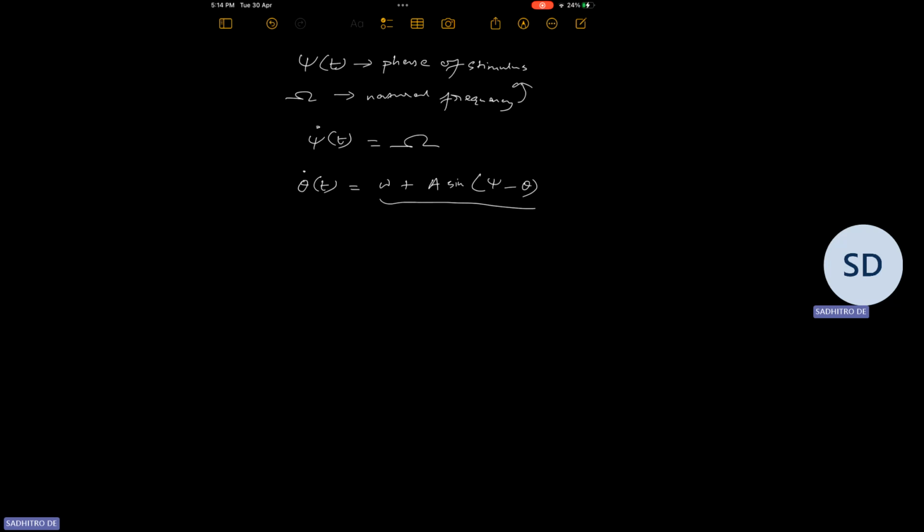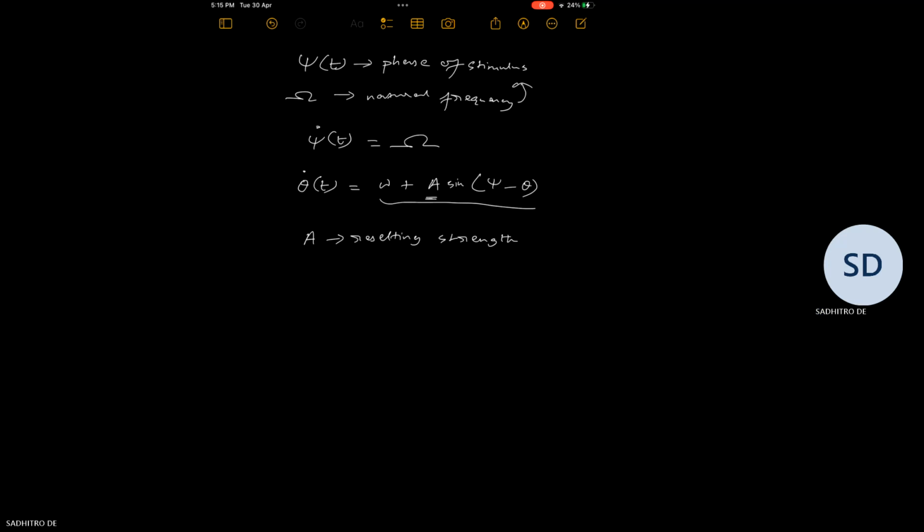In that case, the firefly tries to slow down so that it comes in phase with the stimulus. And the parameter capital A tells us how quickly a firefly can come into sync with its external stimulus. So if A is large, then the speeding up or the slowing down of the firefly, that means the adjustment of its phase, happens over a smaller time scale. So we call A the resetting strength of the firefly.